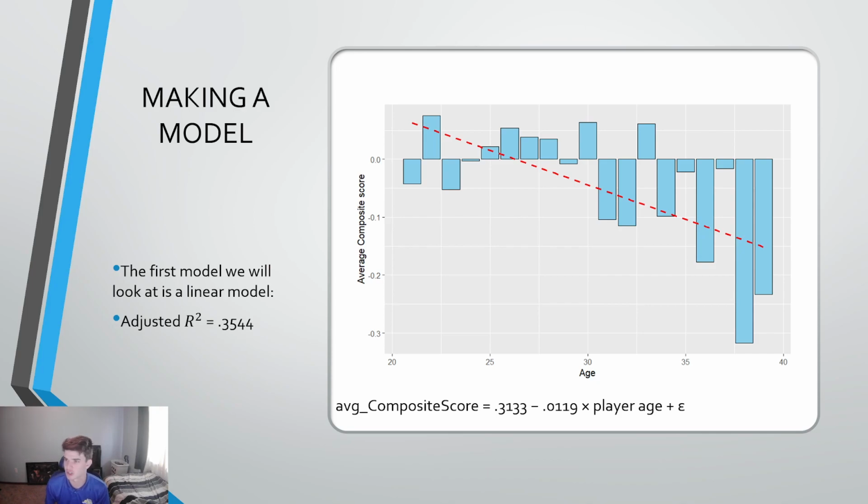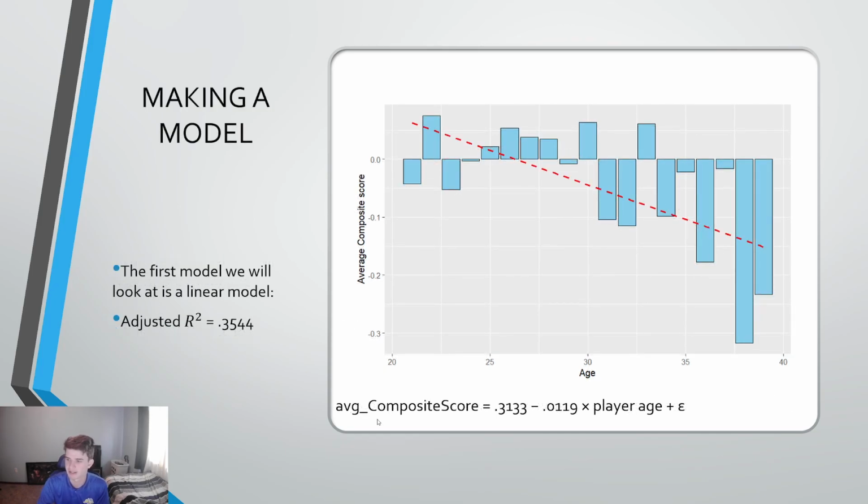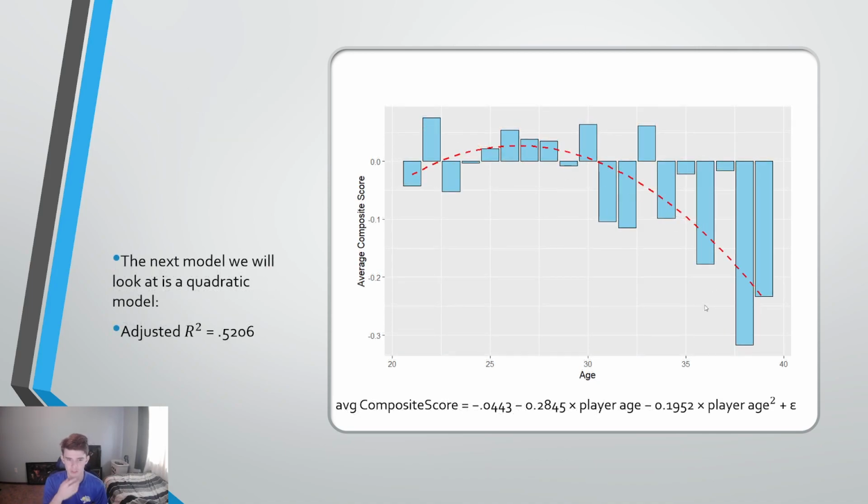I just wanted to put it in here to show that this linear model does show that each year a player gets worse overall. On average, a player gets worse by each player age. That's just what I wanted to show here. But the next model we'll be looking at is a quadratic model, and that model will be able to show the curve of our data.